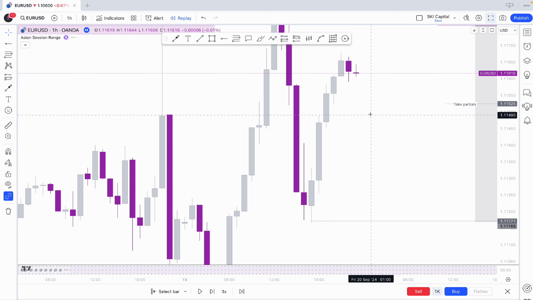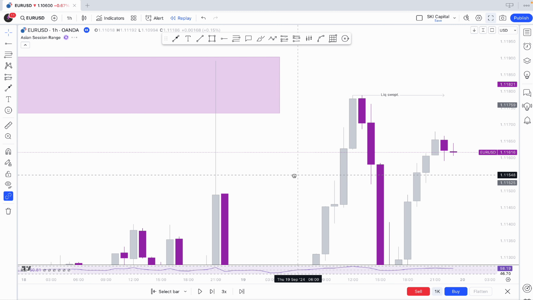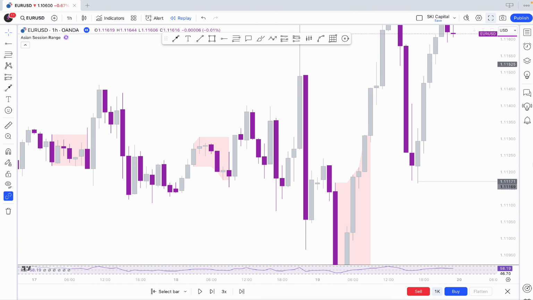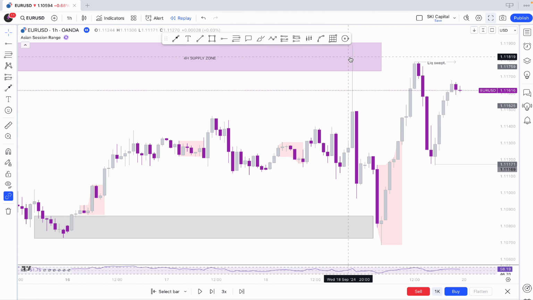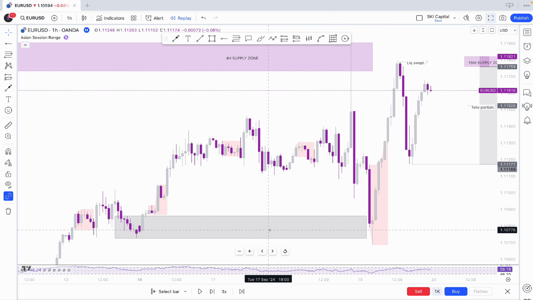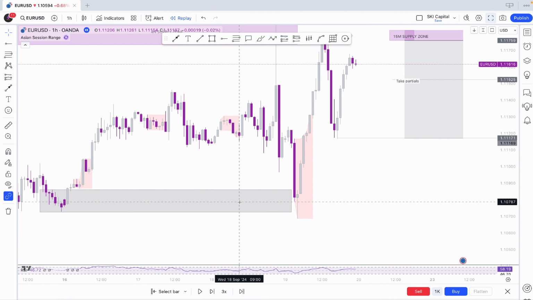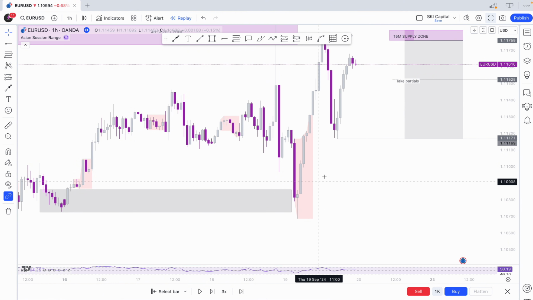You can see that price reacted first, as I told you, on this 4-hour supply zone, and then went from this 4-hour supply zone. We had this previous demand zone, and price broke this previous demand zone. This was a confirmation that we are going bearish, because if the momentum were bullish that day, this demand zone could have held the price. But price broke this demand zone, so we know that we are in a bearish momentum.